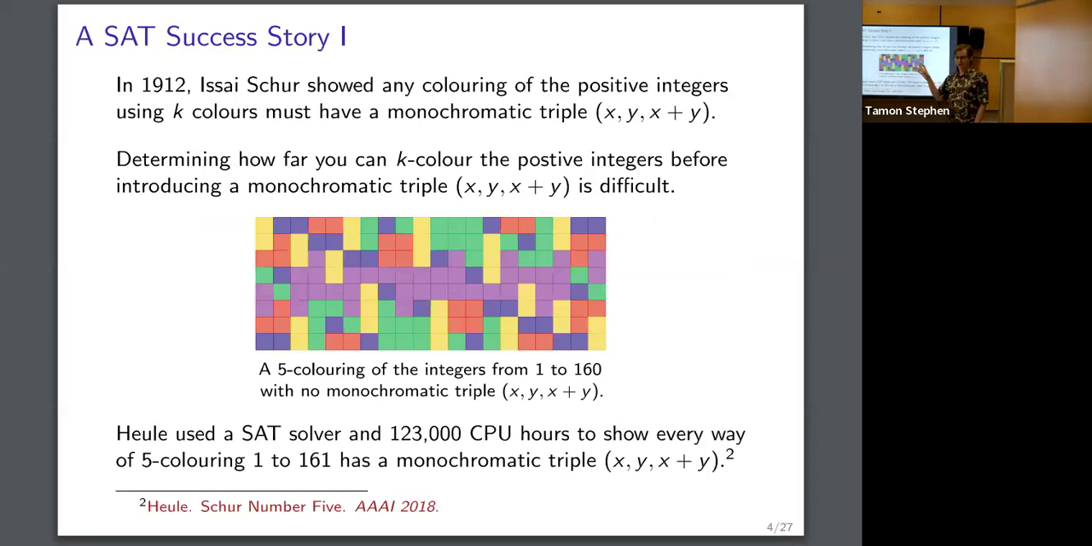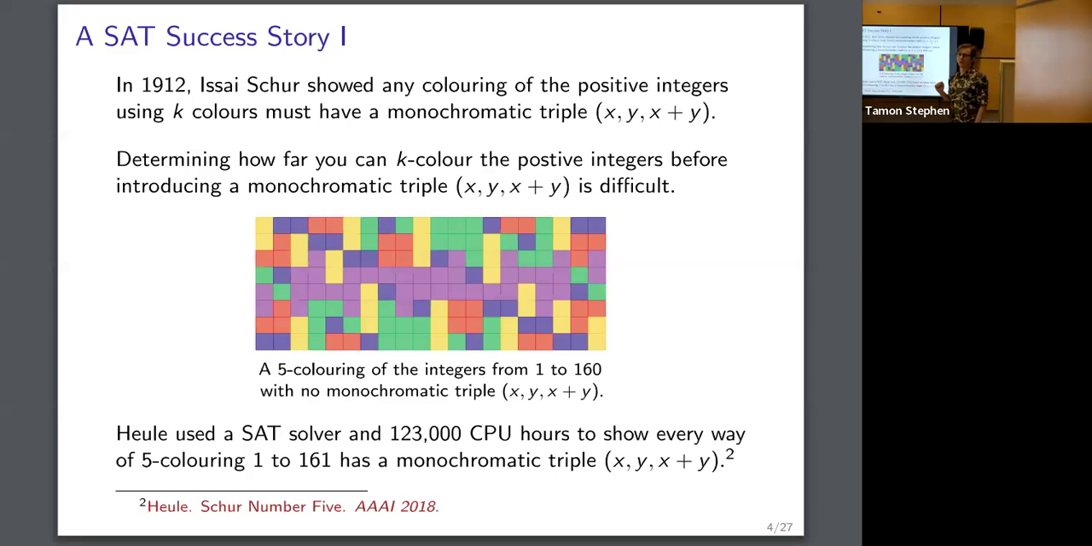Schur was a mathematician who, about 100 years ago, proved an interesting result about coloring the positive integers. He said, if you color the positive integers using k colors for some finite k, you must introduce a monochromatic triple of this form: x, y, x plus y. That means no matter how you color the integers, you must have x, y, x plus y all colored the same way. Doesn't matter how many colors you use. Okay, so it's an interesting result.